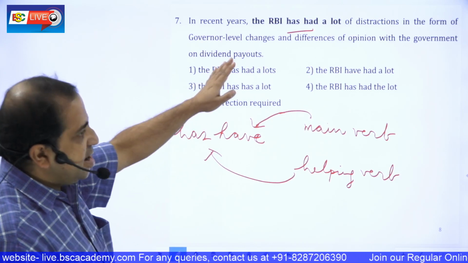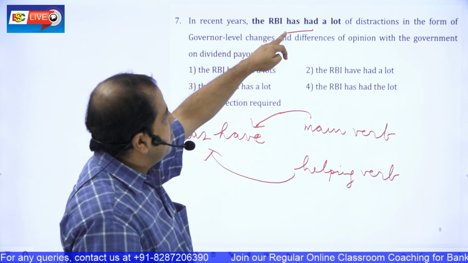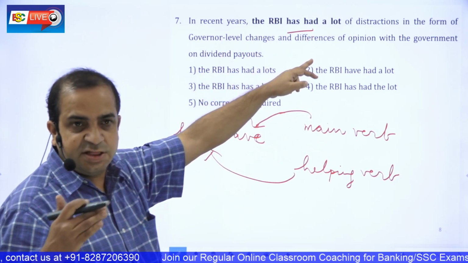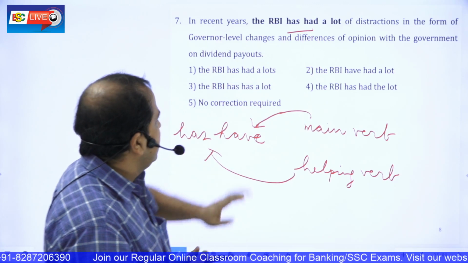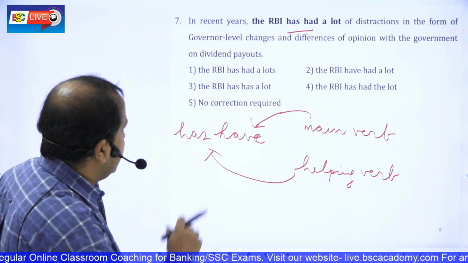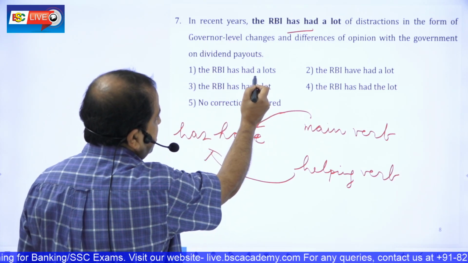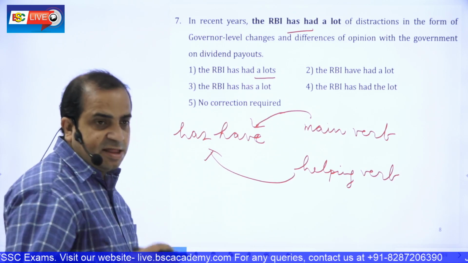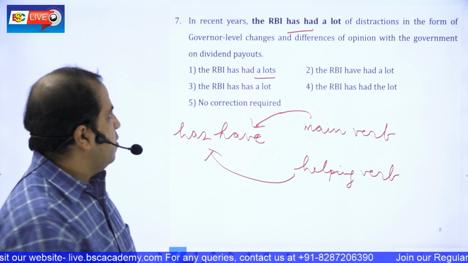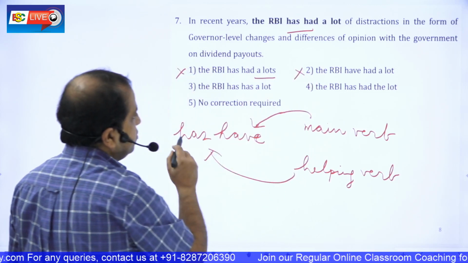So this has had structure should not cause you much problem. So first is has, the helping verb. The second is has के बाद V3 चाहिए. This is the V3 of have. Now इसमें और क्या परेशानी आ सकती है? RBI has had a lots of distractions. No, generally we don't say a lots तो नहीं हो सकता ना. We can say a lot or we can say lots. So not this. RBI के बाद have नहीं होगा. It's singular, so not this.